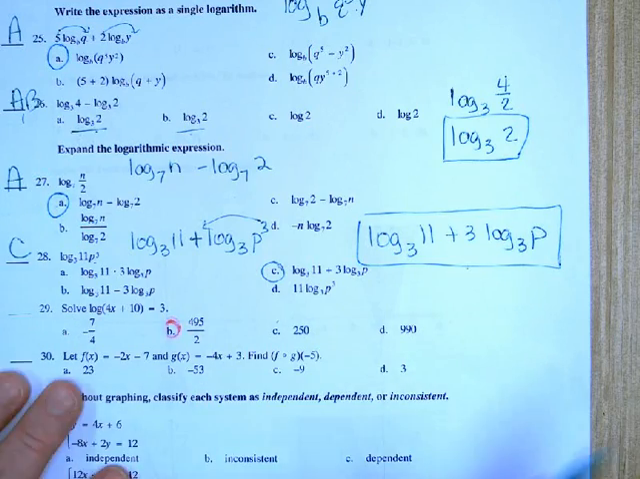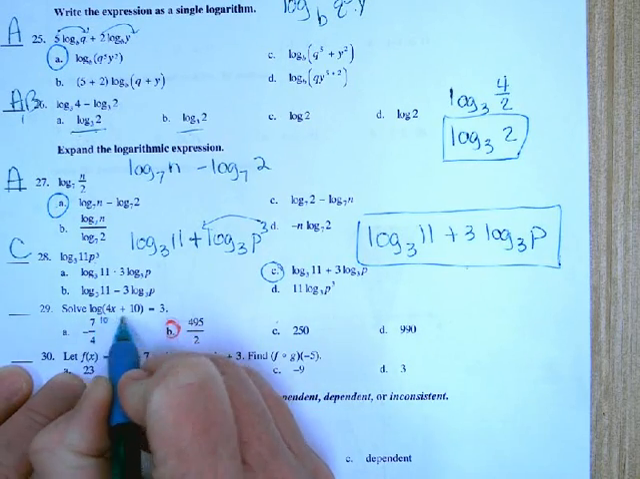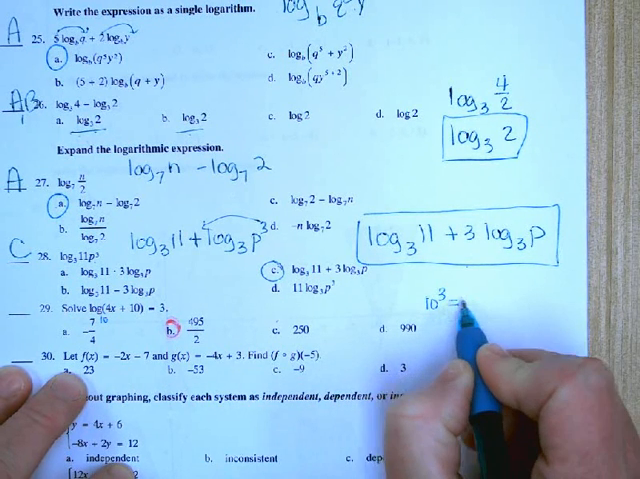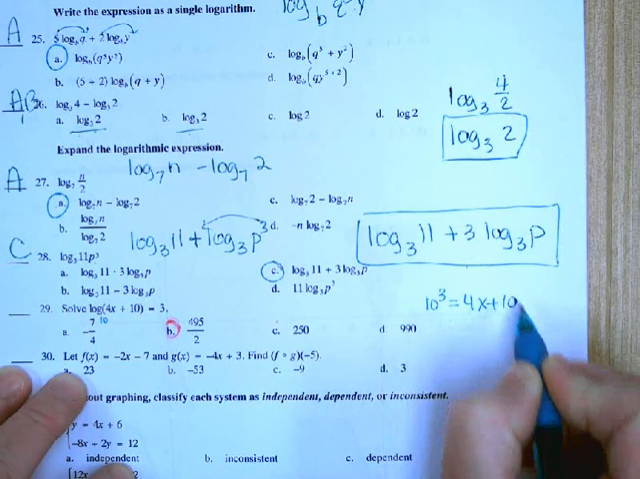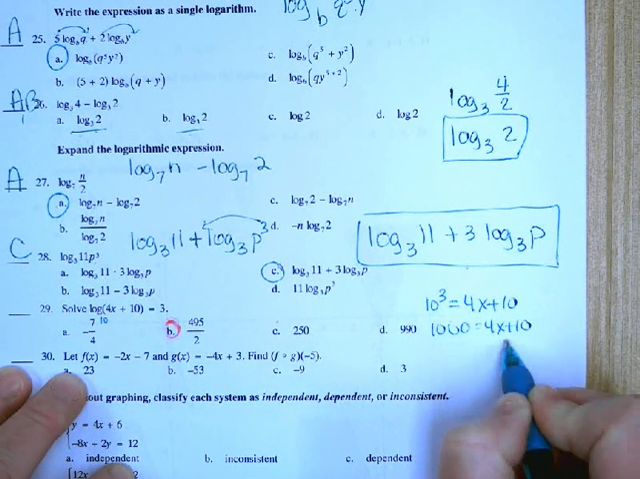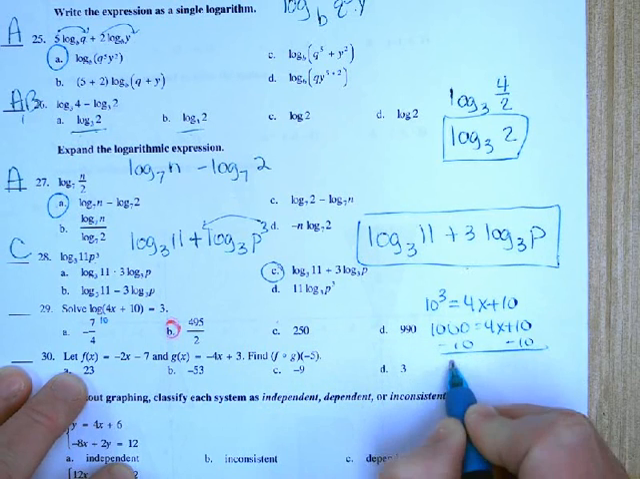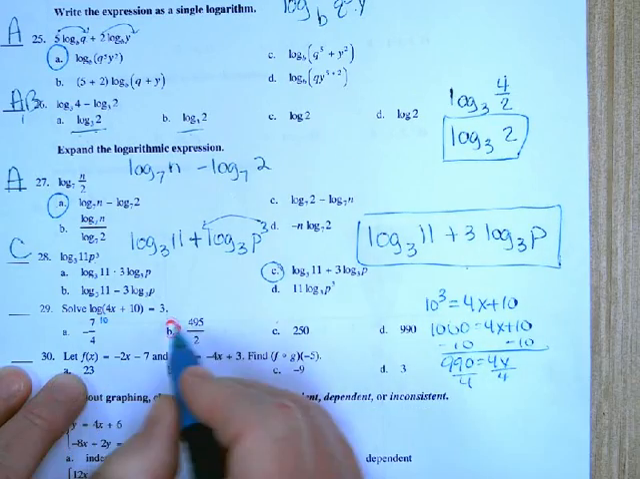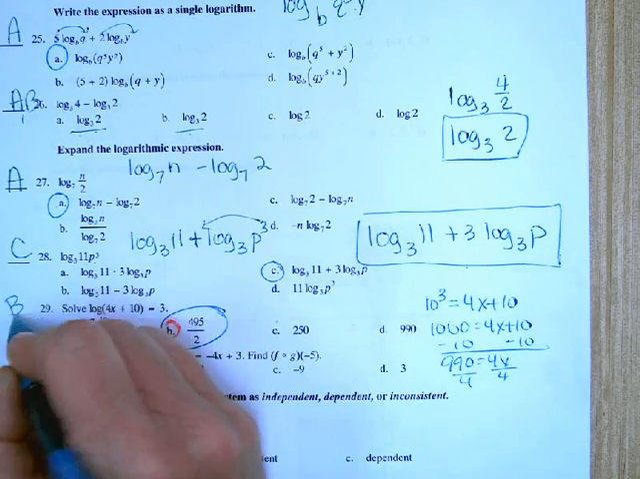29. Remember that there's a base of 10 there, so this really says 10 to the third equals 4x plus 10. So that would be 1,000 equals 4x plus 10. Subtract the 10. 990 equals 4x. Divide by 4. Simplify. My answer is B, 495.